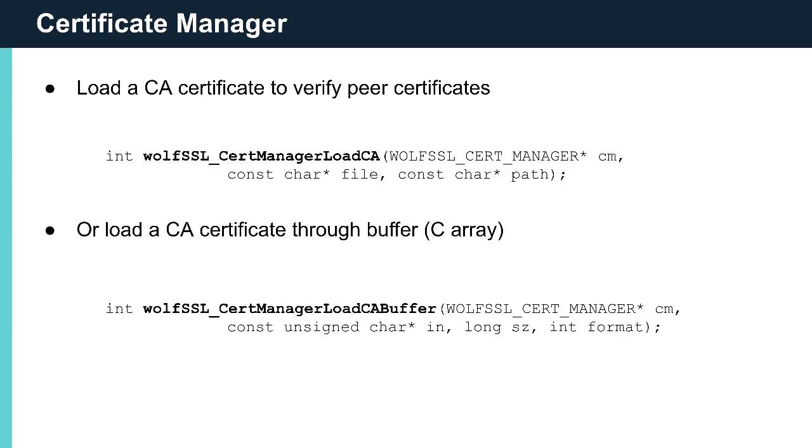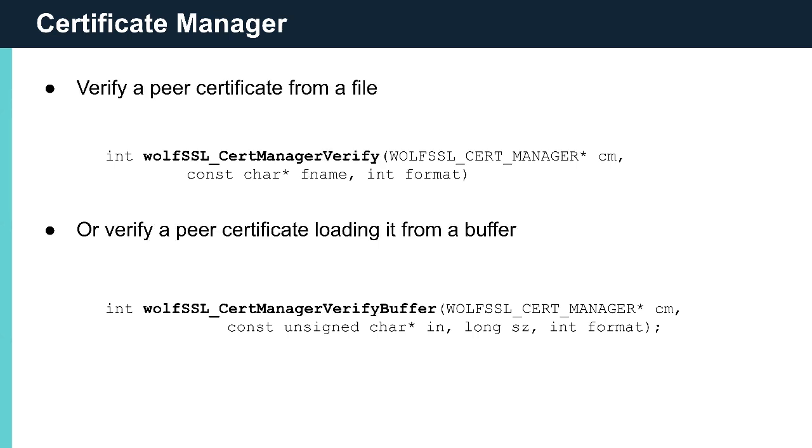So the first thing to do is to load in some CAs into your cert manager that you're going to use for verification. You can call wolfSSL_CertManagerLoadCA with a path to a CA certificate file, or just a directory path, and we'll load all the CAs in that directory. If you don't want to use files, you can call cert manager load CA buffer, which takes in a buffer in either DER or PEM format specified by the last argument there.